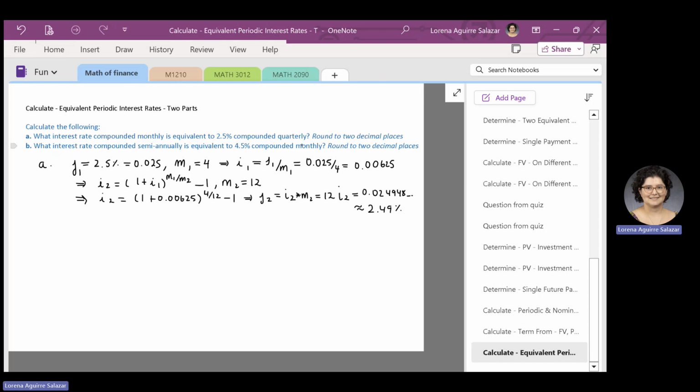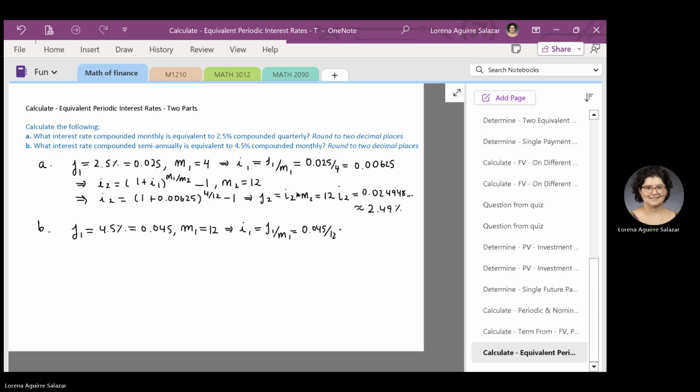Now for part B, we get to do something very similar. Now we want to know the interest rate compounded semi-annually that is equivalent to 4.5% compounded monthly. So here our J1 is 4.5%. That's 0.045 compounded monthly. So here we have that the first compounding frequency is 12. Then our periodic interest rate associated with this nominal interest rate is given by J sub 1 divided by M sub 1. So we have 0.045 divided by 12. That gives us a number 0.00375.